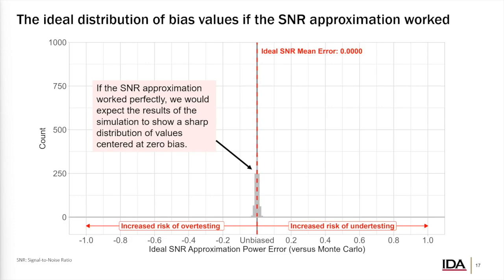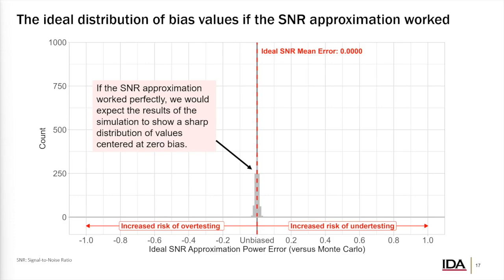So this is a histogram of all of those different bias values. And to the right is when the SNR approximation would be over predicting power, which would increase your risk of under testing. You think you have more power than you do, so you don't size the test to the level that you would if you had the accurate power calculation.